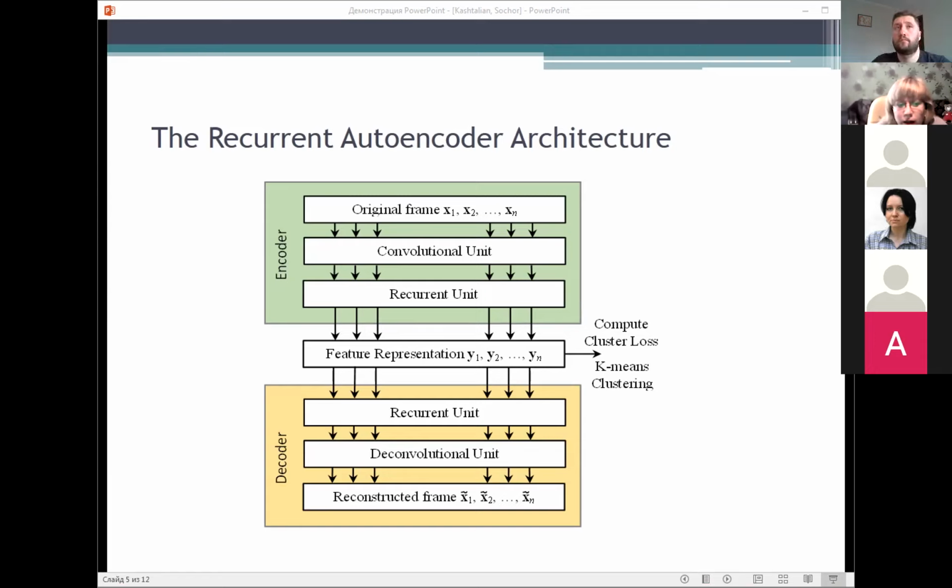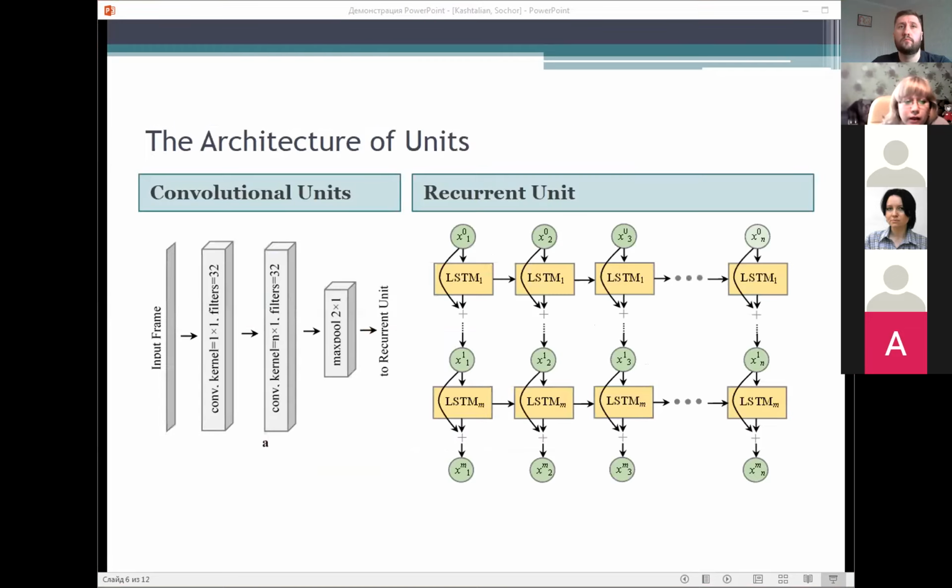The recurrent encoder and decoder consist of a convolutional unit and a recurrent unit. The convolutional unit includes convolutional layers, batch normalization, and max pooling by time axis, and is intended for preprocessing data for recurrent layers. The recurrent unit is a stack of LSTM layers with residual connections. The property of LSTM neural network is an effective processing of the features of time series. Residual connections are used to catch time dependence and to avoid vanishing or exploding gradients during autoencoder training.